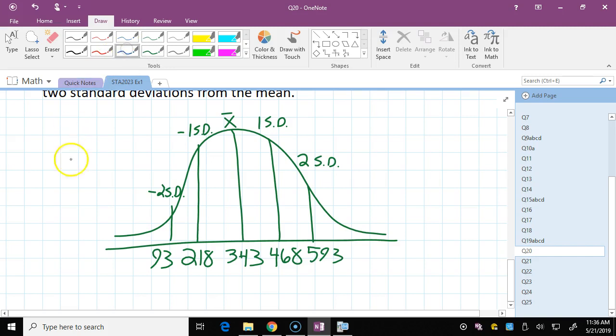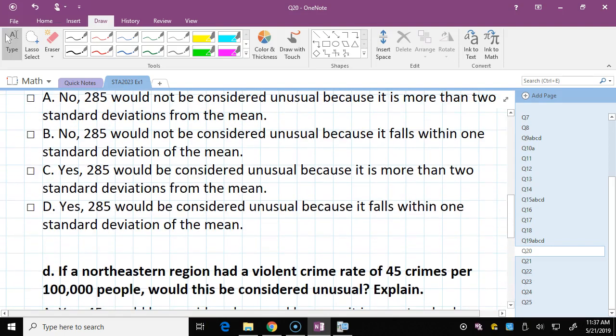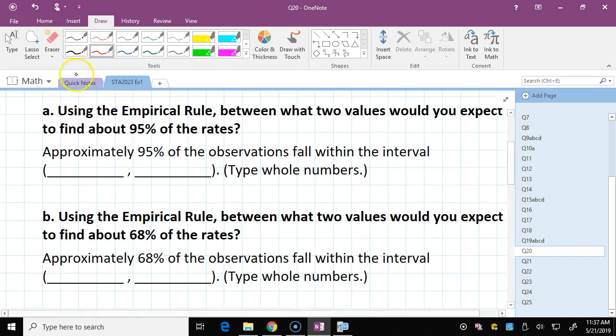And remember, again, according to the empirical rule, this right here is 68%. And between 2 standard deviations is 95%. Okay? That's our empirical rule. All right, so we go back up. So you have your picture right in front of you now. Approximately 95% of the observations fall within what interval? And you said 593? Yep. Perfect.